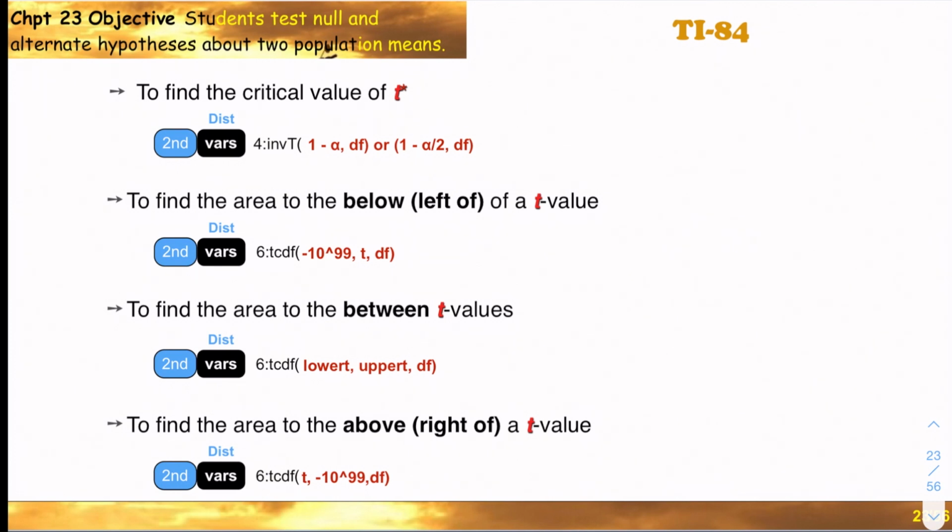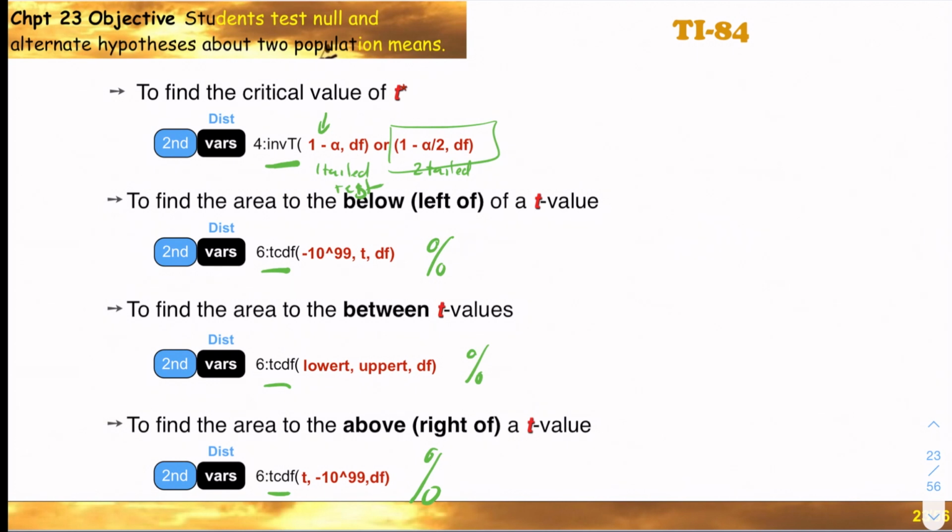To find a critical value, just to use your calculator, to find t star, you're going to use inverse t, and then we're going to use either 1 minus alpha, which would be for a one-tailed test, or 1 minus alpha over 2 if this is a two-tailed test. Most of the time it's a two-tailed test, so we would use this one. Comma, degrees of freedom. To find the area below, we use tcdf. To find area between, tcdf, and for above. Each of these are going to be your percents.